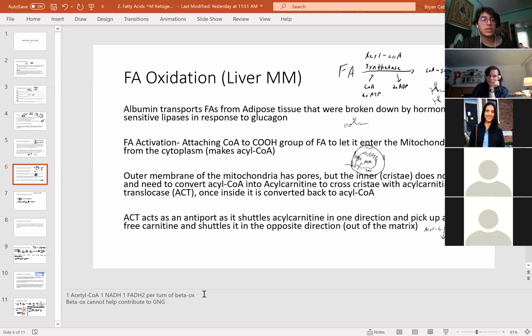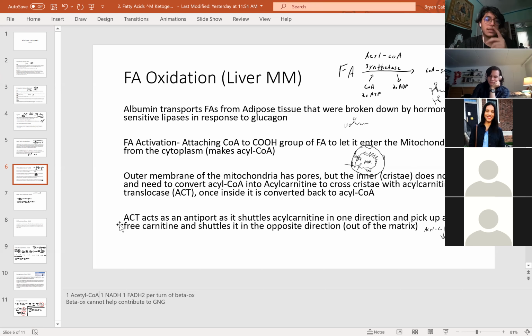And so that's why we get so much energy from fatty acids, because per turn, we're producing a single acetyl-CoA, which is 10 ATP, and then one NADH and one FADH2. So one NADH produces 2.5 ATP, one FADH2 produces 1.5 ATP. So that's already 4 ATP there. So from a single turn of beta oxidation, we're producing 14 ATP, which is kind of nuts, because there's still a bunch of other acetyl-CoA and NADHs and FADH2s to be produced from our fatty acid.